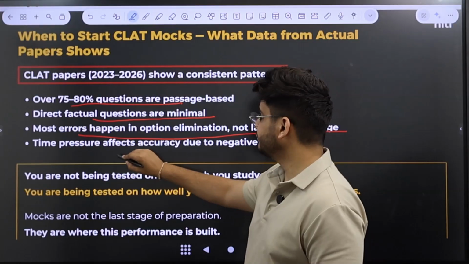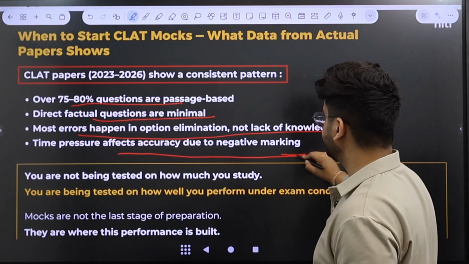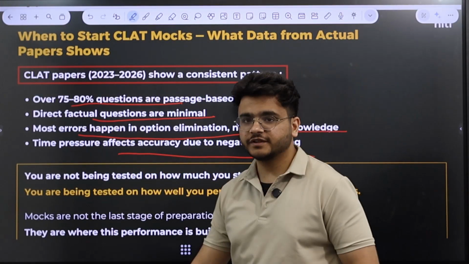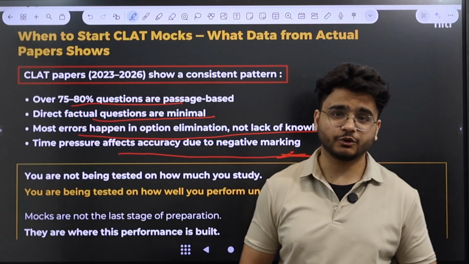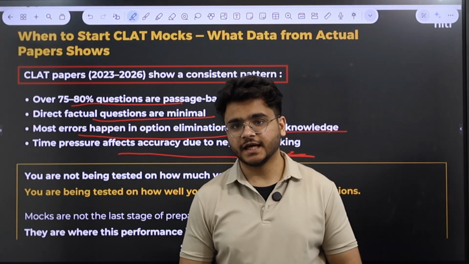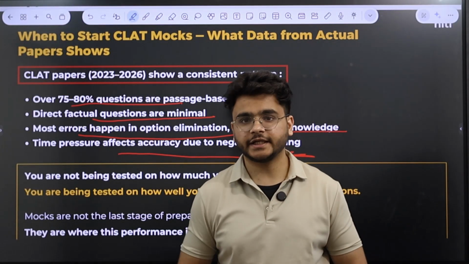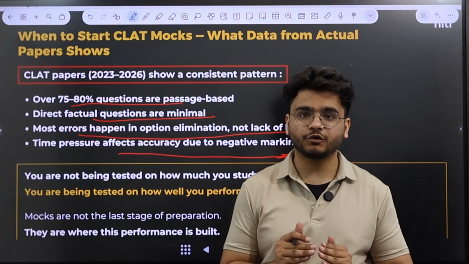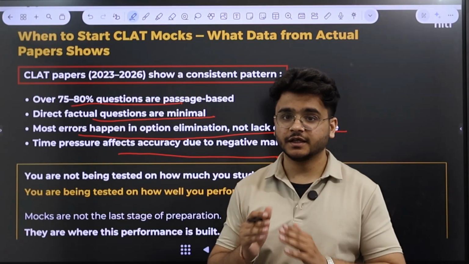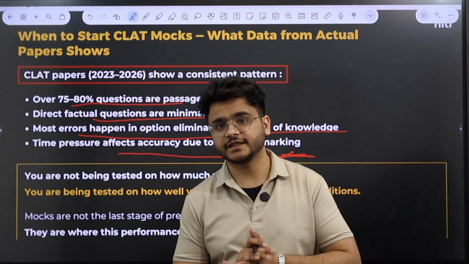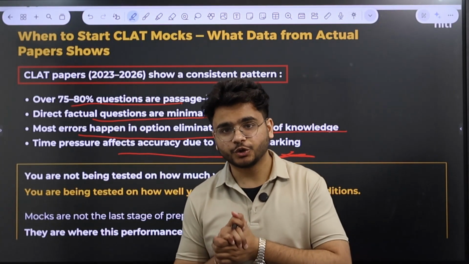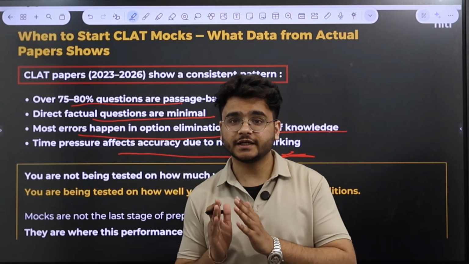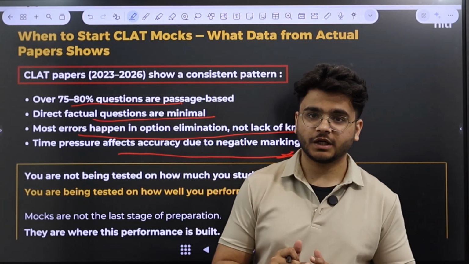Now, time pressure affects accuracy due to negative marking. So obviously when you've been given 120 minutes for 120 questions and you're left with, let's say, 10 questions in under 5 minutes, you've got that time pressure and you've got the pressure of negative marking as well. So that is why accuracy is very important. If you don't know the answer, if you can't eliminate at least two options, you don't need to mark it.